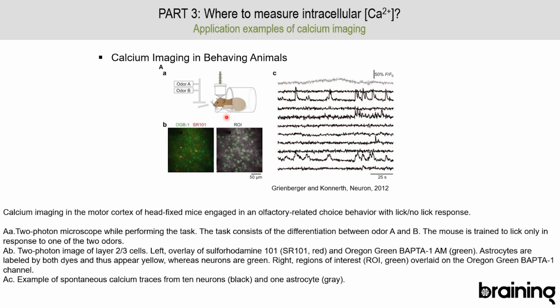Okay, and also this is a calcium imaging in the behaving animal. This is just to give an idea that it's possible to monitor the calcium signal in vivo while the animal is performing, in this case, behavioral protocols regarding an olfactory-related choice. And as you can see, we can then monitor how this net of astrocytes probably correlate or not. We can select different astrocytes and see what happens in these cells.